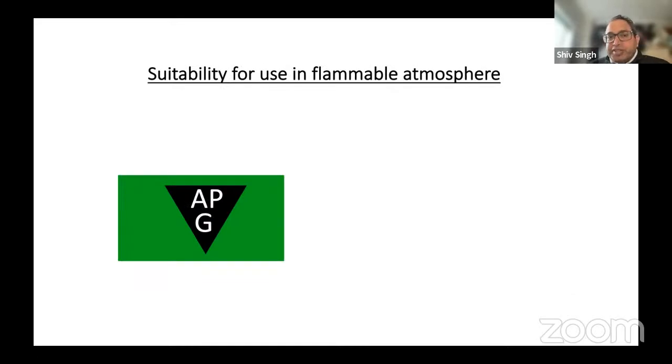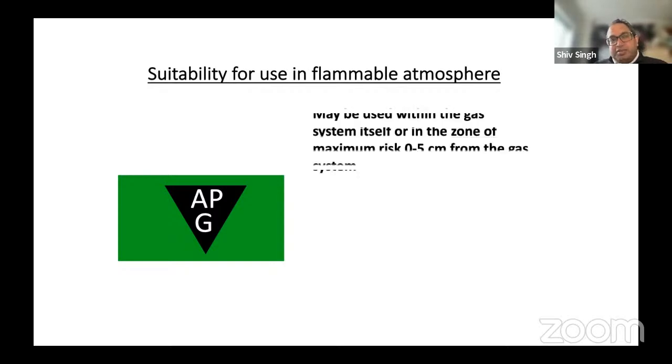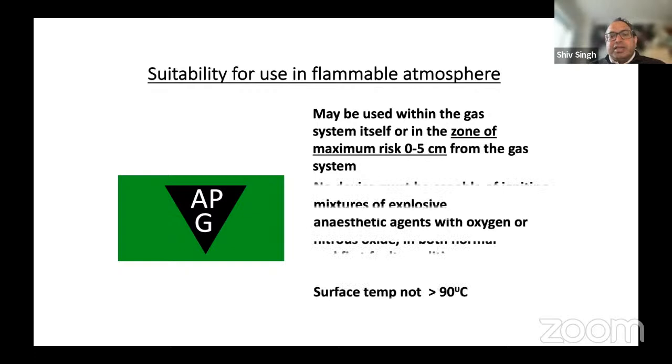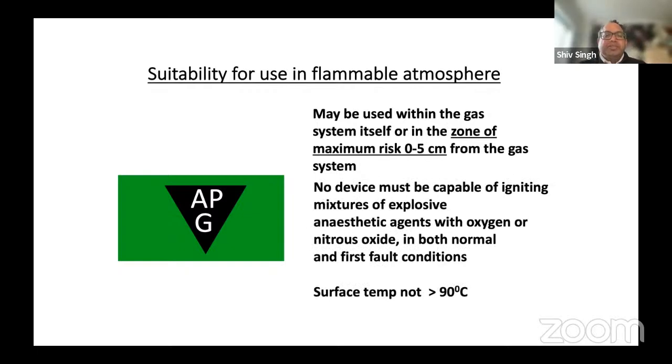Now, APG is a lot more stringent because they are very close to the higher concentration of oxygen. And because of the stringent precautions used, they can be used within the zone of 0 to 5 centimeters from the gas system. And there, no device should be capable of igniting the mixture of explosive anesthetic agent with oxygen or nitrous oxide in either a faulty condition or normal condition. So in these cases, the surface temperature is never allowed to go more than 90 degrees Celsius.